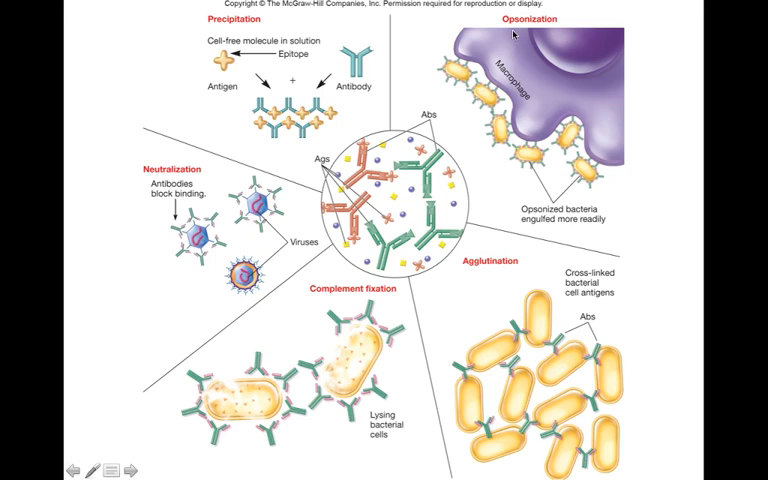Opsonization is only able to be done by IgG. IgM and IgA can't opsonize because they don't have their Fc regions available. Opsonization is a term used for enhancing phagocytosis. So antibody is an opsonin because it enhances phagocytosis.